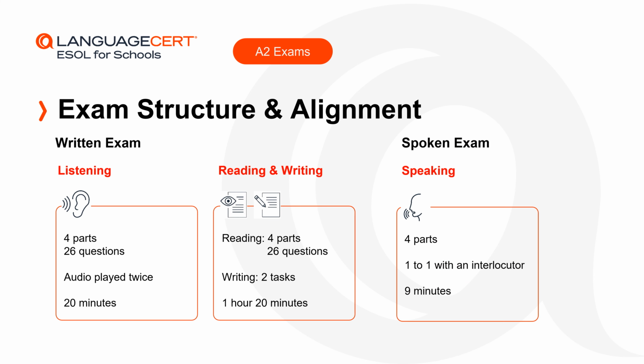The A2 level Access LanguageCert ESOL for Schools exam consists of two components, the written and the spoken component. Regarding the written part first, the listening section comprises 4 parts and 26 items. All audio recordings are heard twice, and the total duration of the listening section is approximately 20 minutes. As regards the reading section, it consists of 4 parts and 26 items in total. The writing section consists of 2 parts, both of them mandatory.